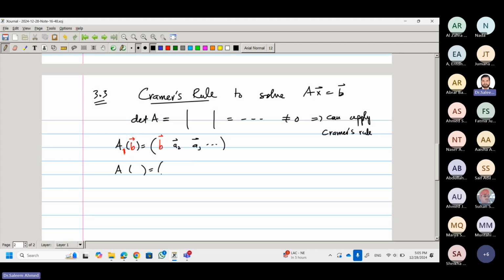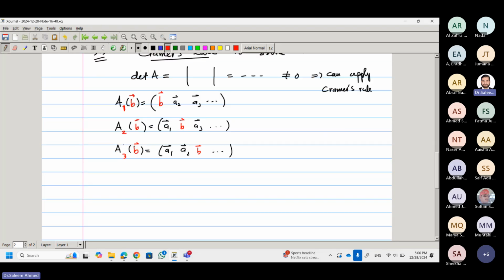A2B means replace the second column by B and all others stay the same. B is in the second column, and A1, A3, and so on, will be the same. That's how you can keep on defining as many as needed. If your matrix has 3 columns, then you will have 3 matrices here: A1, A2, and A3, with B in the third column. If you have only two columns, then of course I will only have A1 and A2. If you have four columns, then you will have A1, A2, A3, A4.